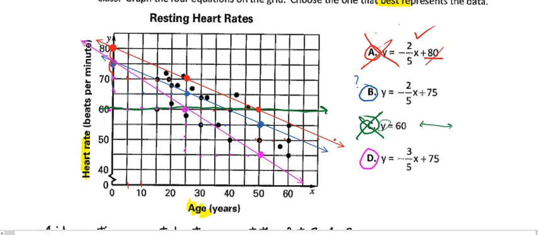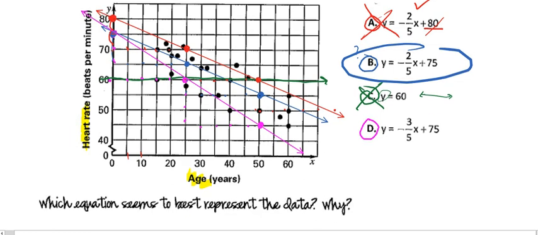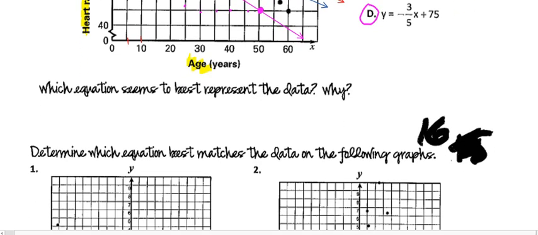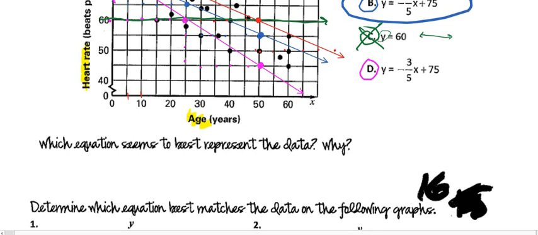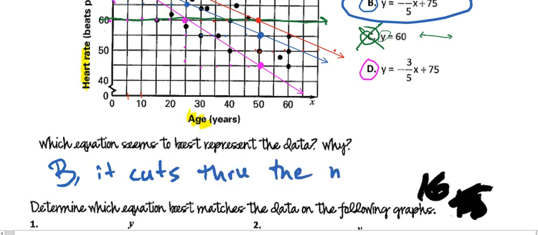So the line of best fit from the options that we were given would be B. It fits mostly through most of the data. Okay? So which equation seems to represent the data the best? B. It cuts through the middle of all the points, all the data points.